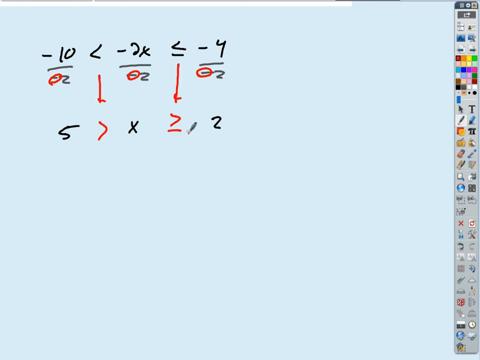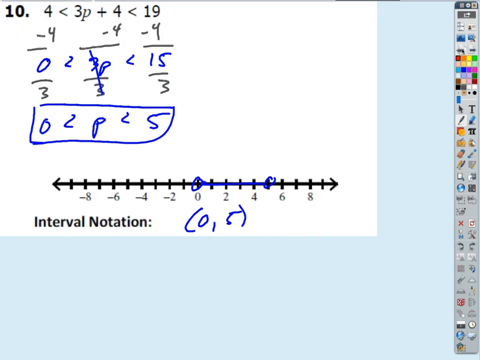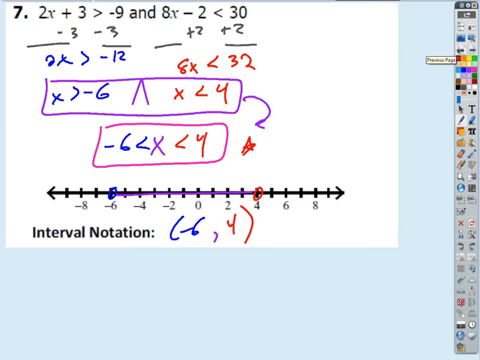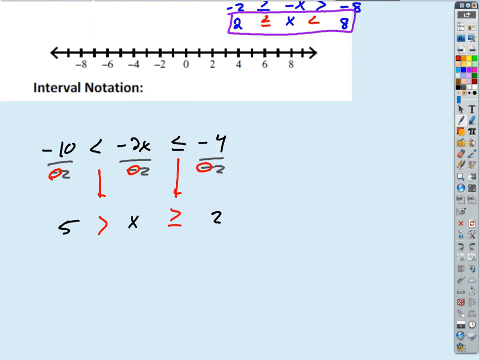Okay, so that's technically my answer, but that doesn't look right, does it? That doesn't look like the other examples we got. Look at all these other examples, the variable's in the middle, and I got a smaller number on the left and a bigger number on the right, just like the number line, right, like our graph. All those examples, that's what we saw. So what do I probably need to do here with this one?